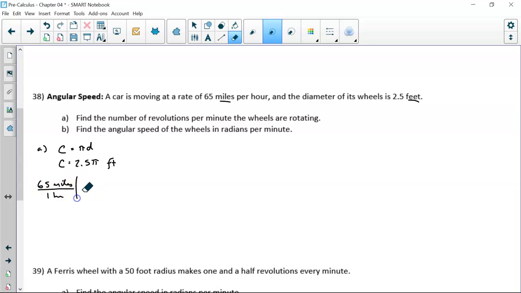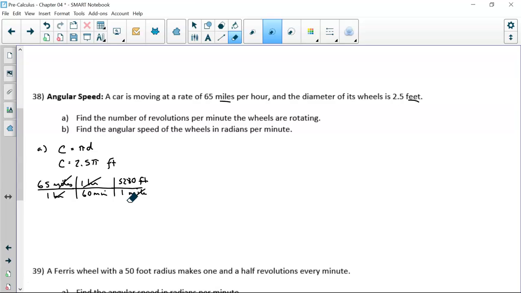And here's how I convert. I'm going to convert my time first. Now I know I want my hours to cancel out. Now 1 hour is 60 minutes, so I want 1 hour on top, 60 minutes on the bottom. The hours cancel. So now our units would be in miles per minute. Now I need to change that to feet per minute. So 1 mile is 5,280 feet. So I need my 5,280 feet on top and my 1 mile on the bottom. That way my miles cancel. Now my answer would be in feet per minute.